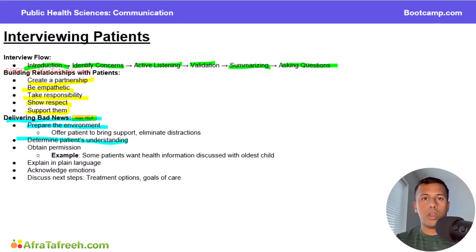That's going to be really important. What do you know so far? And kind of gauge where the patient's at and meet them there. Obtain permission to give them the bad news.